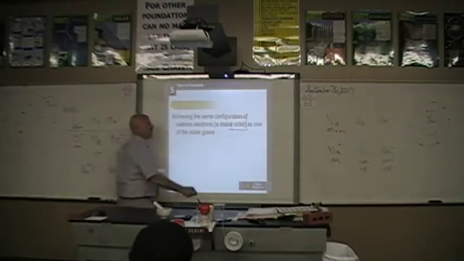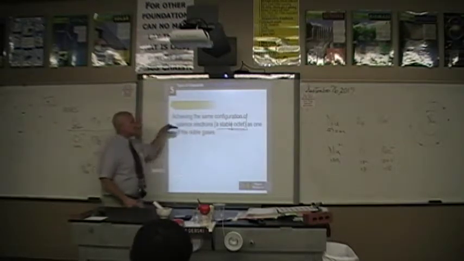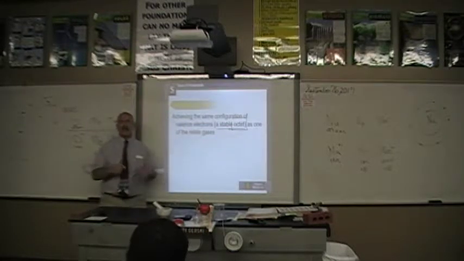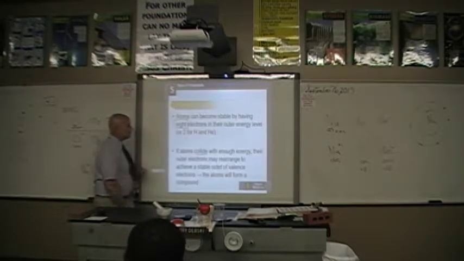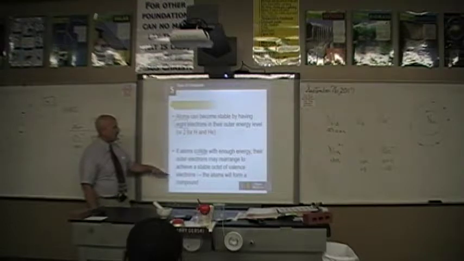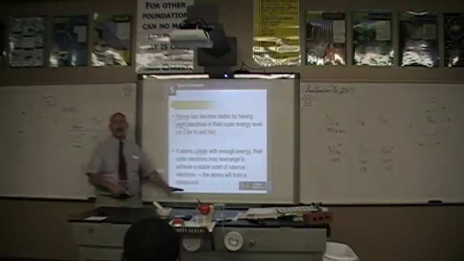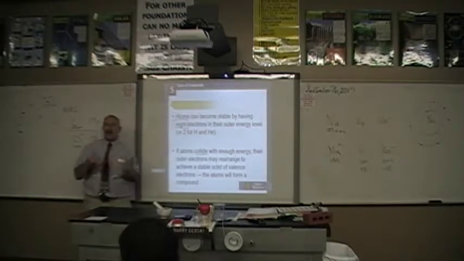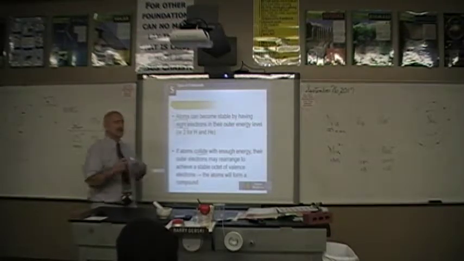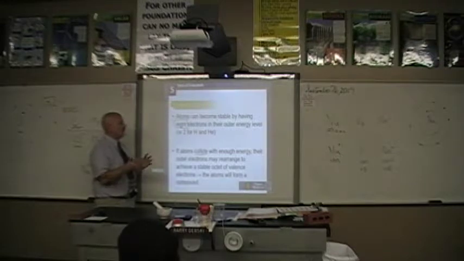Okay, so here's the Octet Rule. And again, achieving that configuration is the goal of every atom. When atoms collide with enough energy, the electrons will rearrange, and we will have a new compound. We will have a chemical reaction take place. So this is the method by which this all happens.